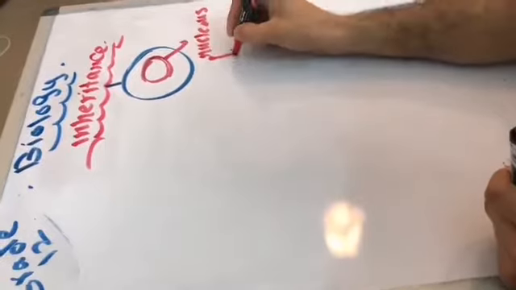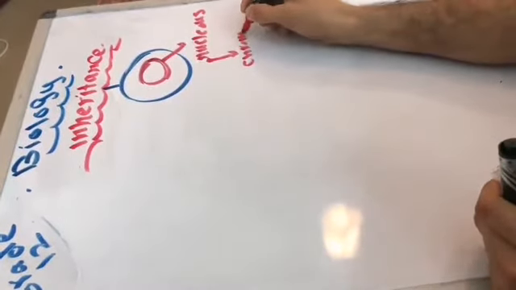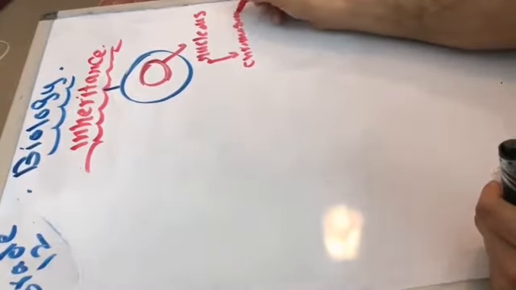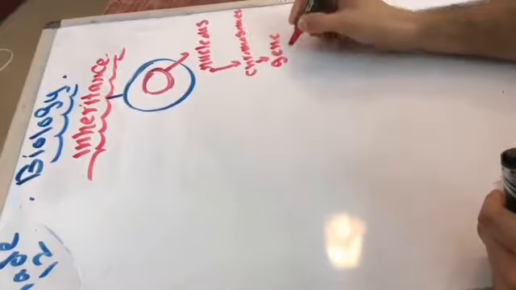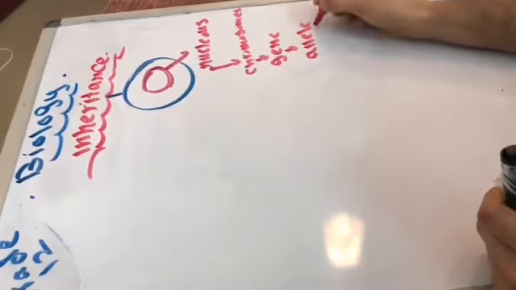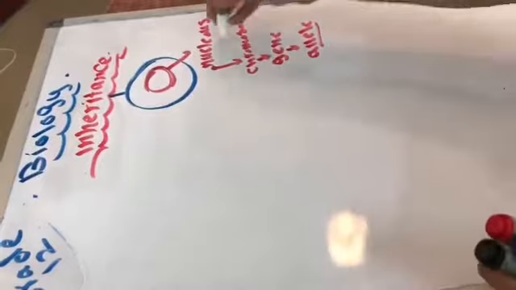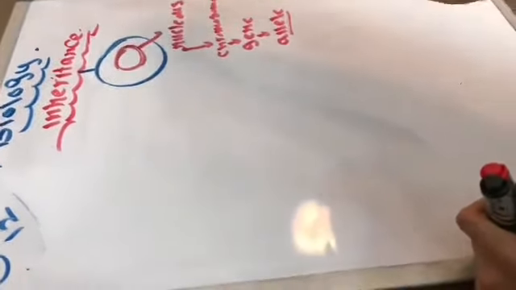Inside the nucleus, chromosomes. Inside chromosomes, more genes, and inside genes, alleles. All these structures are the basic structures inside the cell. So I give you the function, the role, for each one.